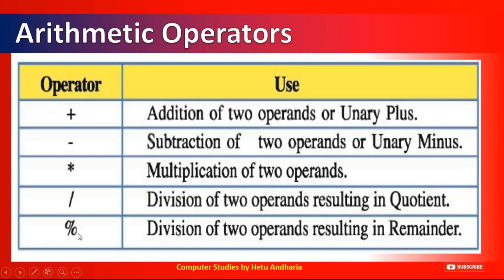Now the last one is a new operator for you, am I right? In mathematics, you never used this operator. We are familiar with the first 4 operators given in the table, but C provides us an additional operator which is known as the modulo operator. Just remember the word modulo operator. And it is used for us to get a remainder when performing division of two integer operands.